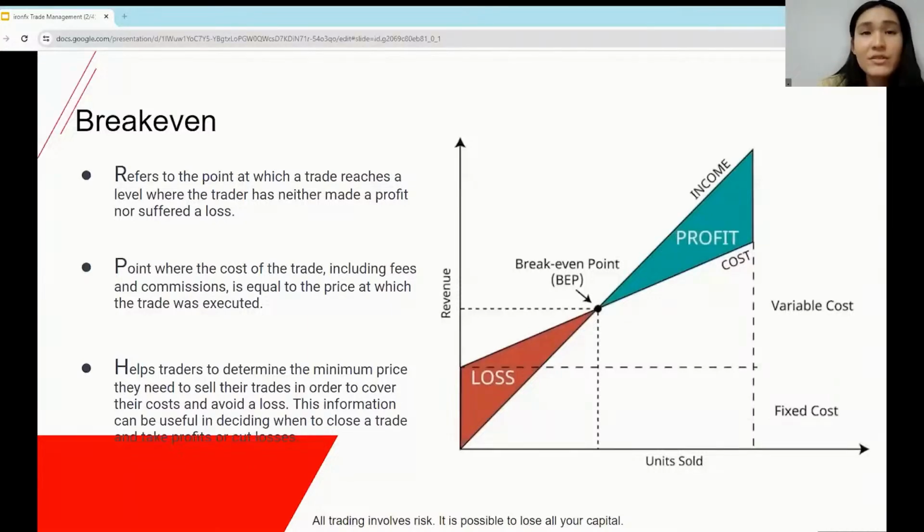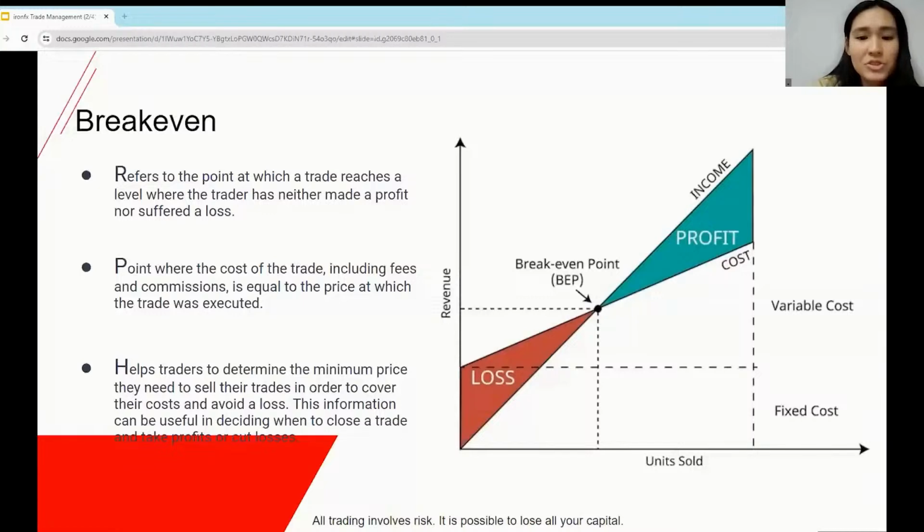So break even in trading refers to the point at which a trade reaches a level where the trader has neither made a profit nor suffered a loss. So it's basically the point where the cost of the trade, including fees and commissions, is equal to the price at which the trade was executed.